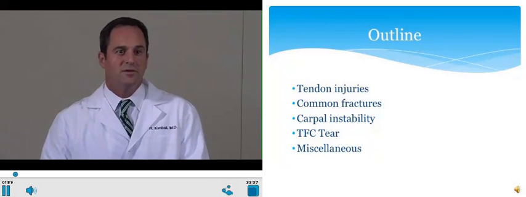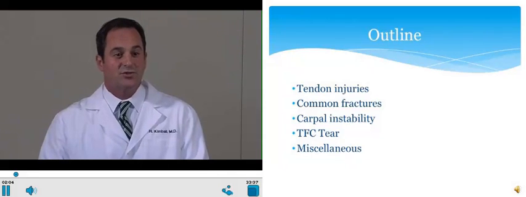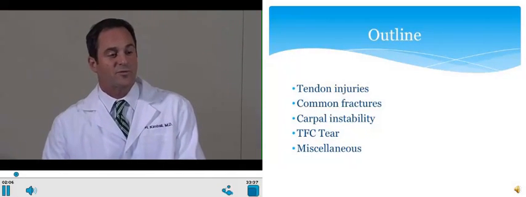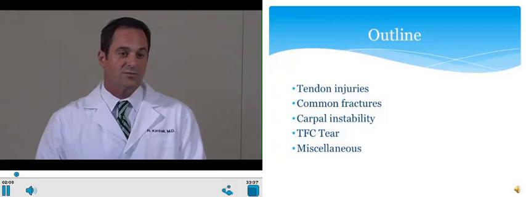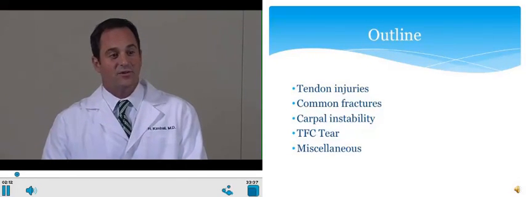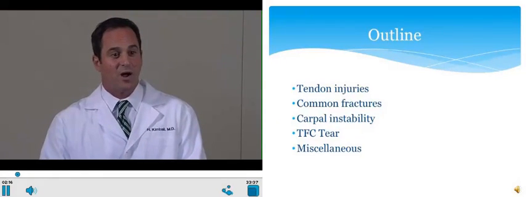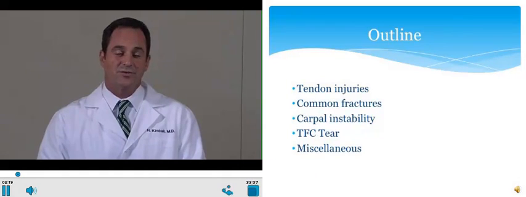As we look at the things that we'll talk about today, at first we'll discuss tendon injuries. We'll start from the fingers and go proximally to the wrist. We'll look at common fractures. And then in our later talk, we'll discuss carpal instability, which is a very common problem, and also cartilage injuries to the wrist.